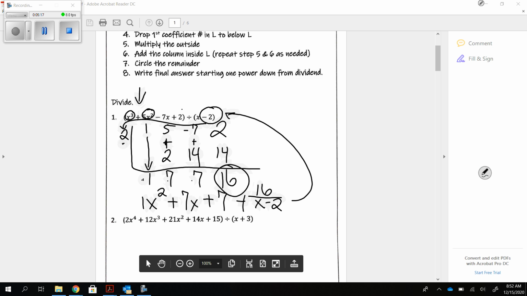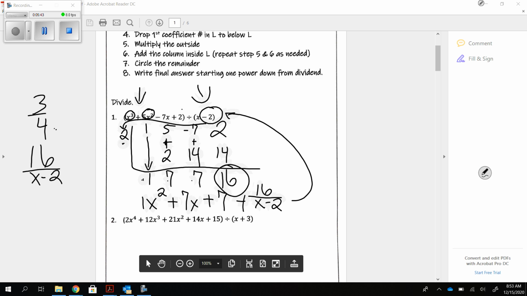Whenever you have a remainder, y'all have done this with just numbers before, all we're adding is a variable. You used to get a remainder like 3 over 4 because we were dividing by 4. So our remainder here is 16 over whatever this divisor was, okay? x minus 2. So that is our remainder.